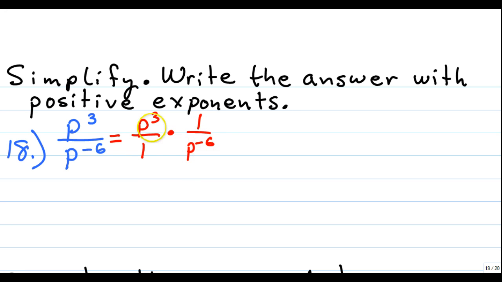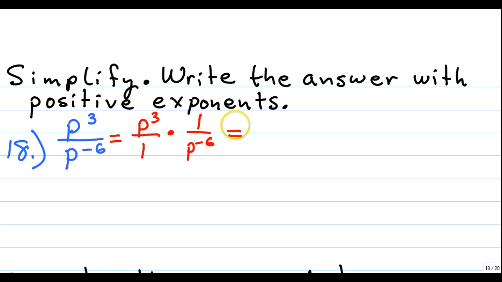Now if you look back, I haven't really changed the problem. P to the third times 1 is still p to the third. 1 times p to the negative 6 is still p to the negative 6. I've simply pulled them out into individual fractions. Now that I've done that, I can go ahead and get rid of this negative on the p to the negative 6 by taking its reciprocal.